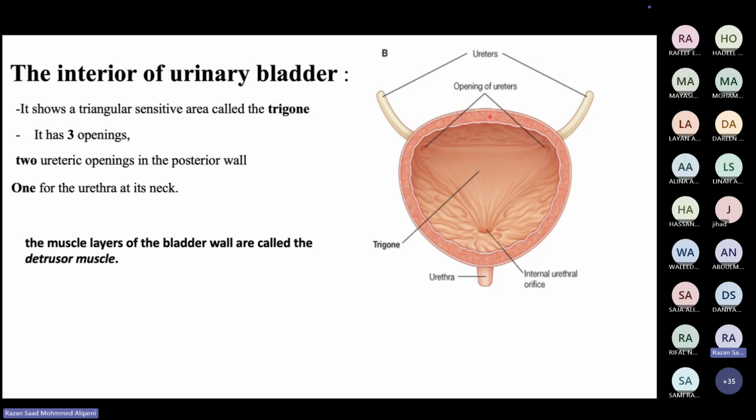Let's talk about the wall of the urinary bladder. The wall of the urinary bladder is going to be formed of muscle, one muscle. This muscle is going to be called the detrusor muscle. Okay, the muscle layer of the bladder is going to be called the detrusor muscle.